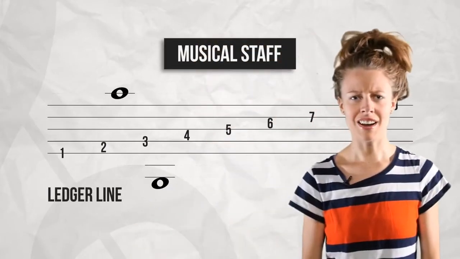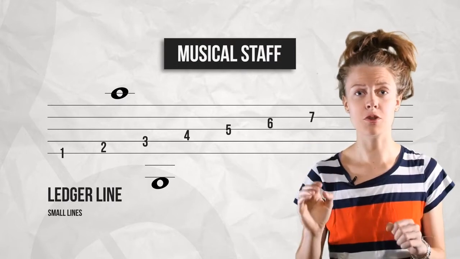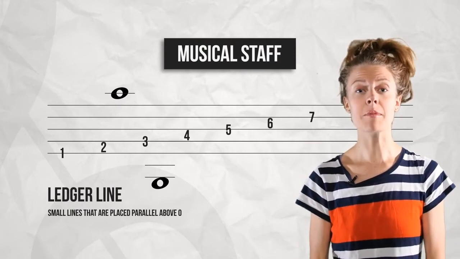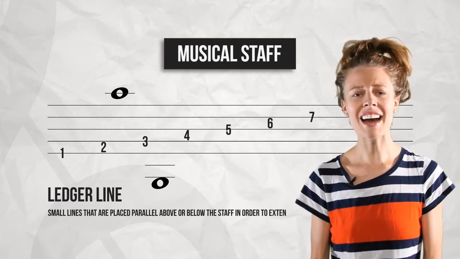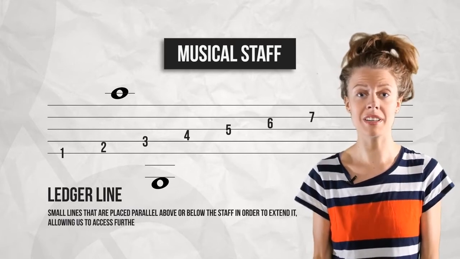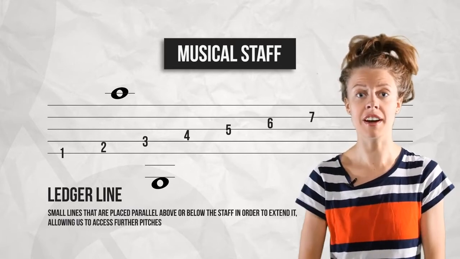Hold up. But there's only 9 spots. What do we do? Introducing ledger lines, or mini note extenders, if you will. These little lines sit above and below the staff to help us gain access to the pitches that we wouldn't normally have in the realm of the 9 notes.